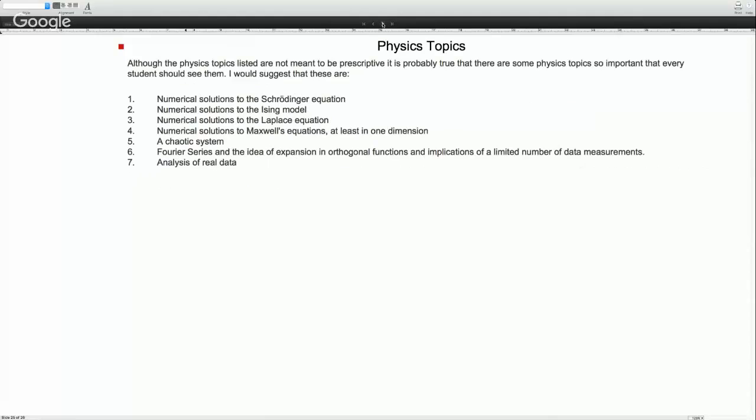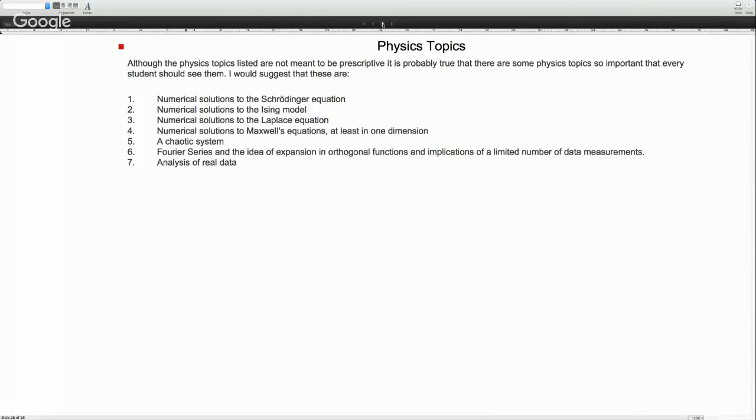Okay. And as far as physics topics go, I have emphasized that people are going to do different physics topics. They should do different physics topics. There are some, however, that are so important that there may be widespread agreement, and I'd be very interested in disagreement here or additional nominations.